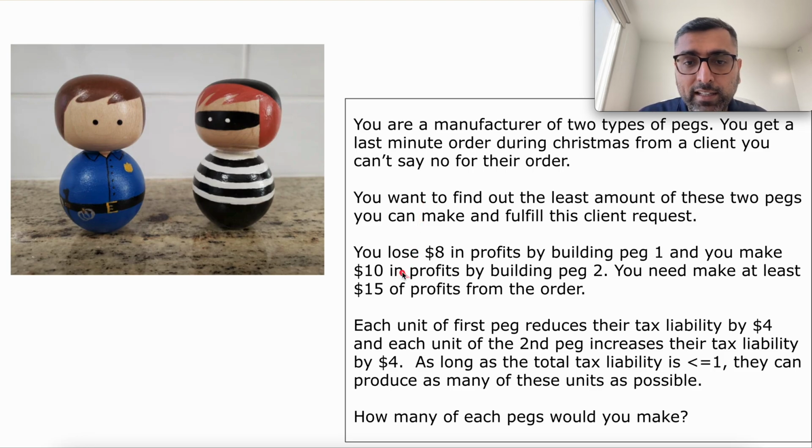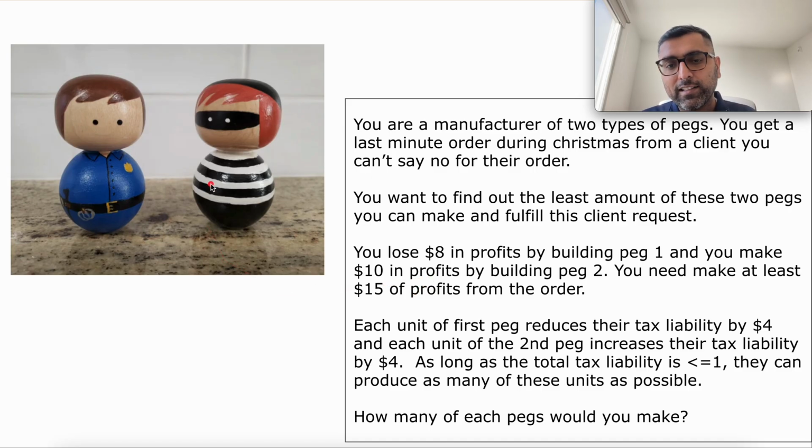The first constraint is that you have to make sure that you make enough money from this order, which is, you at least want to make $15 of profit. And you know that if you build the first type of peg, you would lose $8 in profit. If you build the second peg, you would make $10 in profit, let's say. Hypothetical scenario.